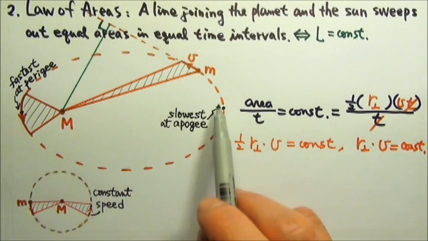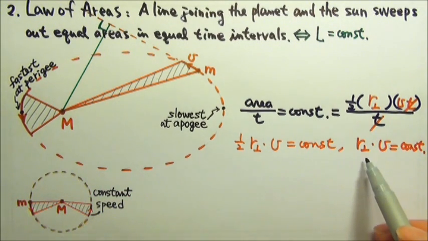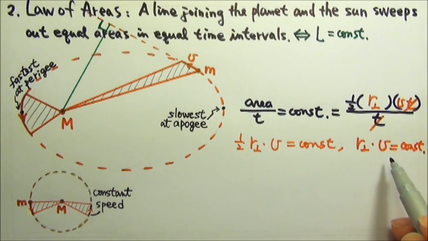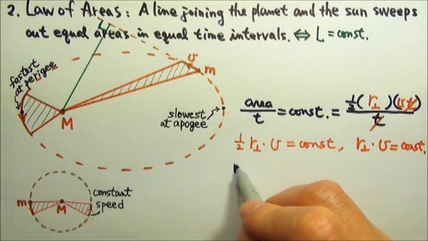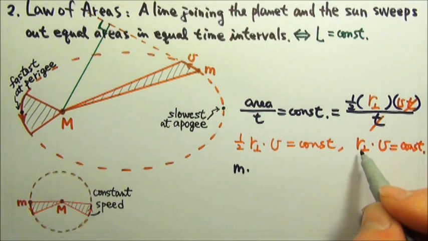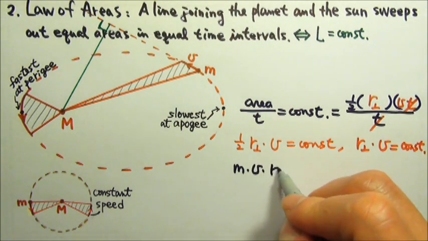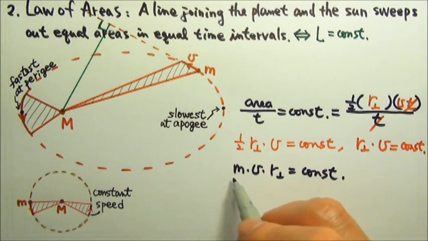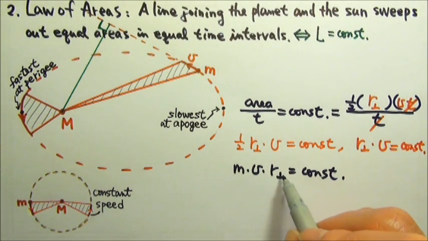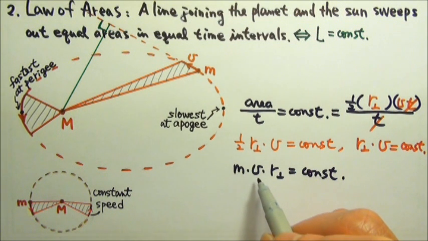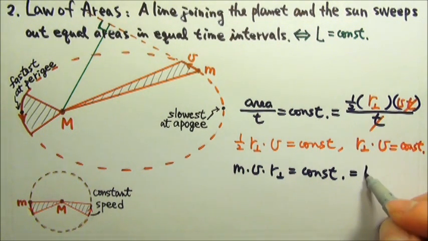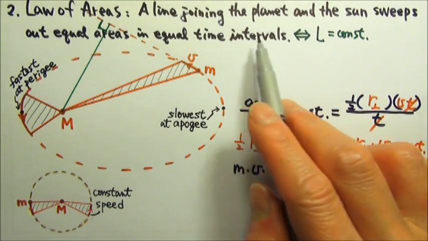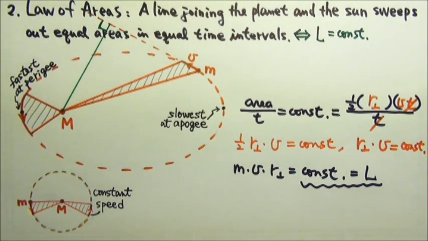Since the mass of the planet is not going to change, if I multiply this by the mass of the planet, I should also get a constant, which means m times v times r perpendicular is a constant. And what is this? That is the angular momentum of a point mass. So this is the conservation of angular momentum. They are equivalent to each other.